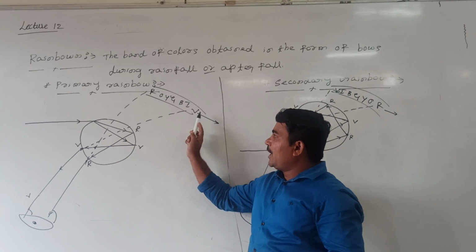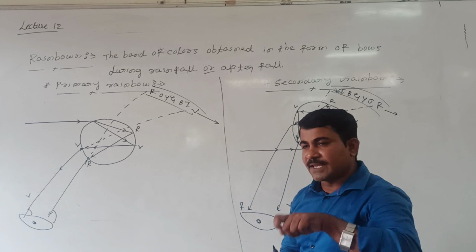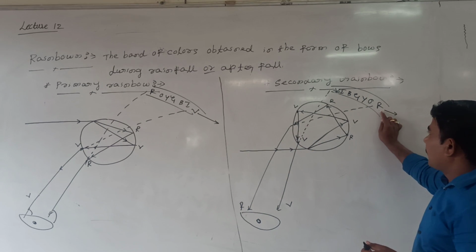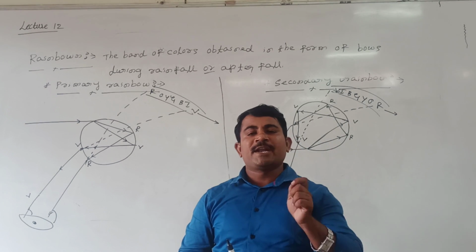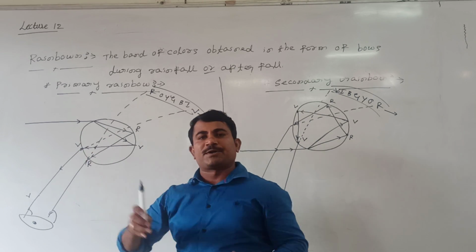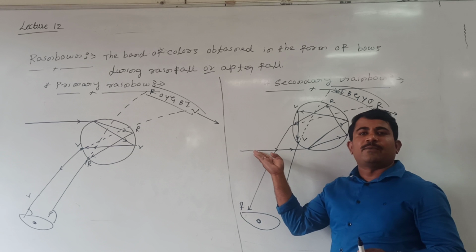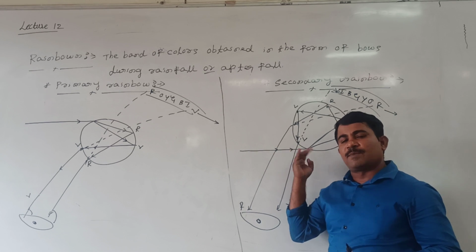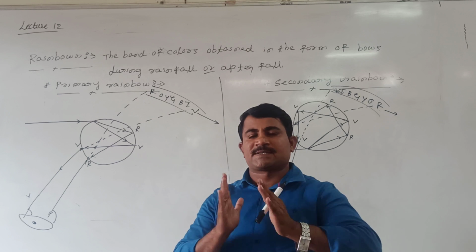In the primary rainbow, the inner edge appears violet and the outer edge appears red. But in the secondary rainbow, the inner edge appears red and the outer edge appears violet. The primary rainbow is formed when a ray of light is incident on the top of the water droplet. Similarly, the secondary rainbow appears when the ray of light comes from the bottom of the water droplet. These are the main differences between the primary and secondary rainbow.